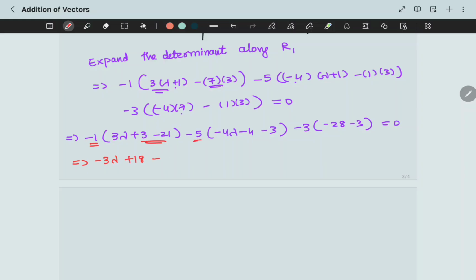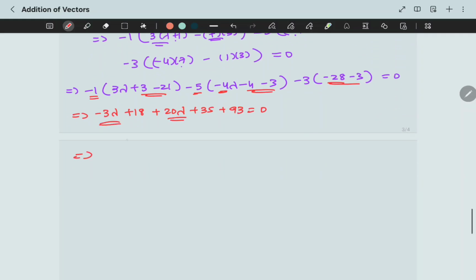Yeah, now minus 5 into minus 4 is plus 20 lambda. Minus 4 minus 3 is minus 7. Minus 7 into minus 5 is plus 35. So we have minus 28 minus 3 is minus 31. Minus 31 into minus 3 should be, so 31 into 3, I think it is 93, right? It is 93. Let me write it here. Now minus 3 lambda plus 20 lambda is 17 lambda. 18 plus 35 is 53. So this should be 146, I think. 53 plus 93 is 146.